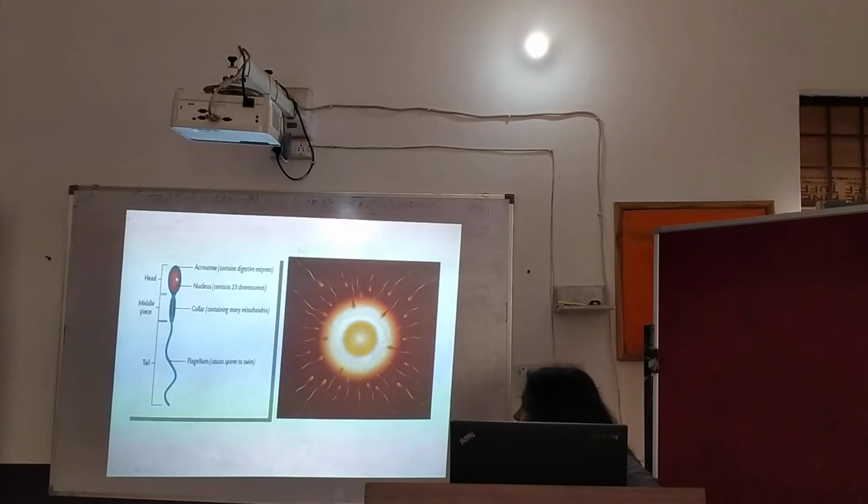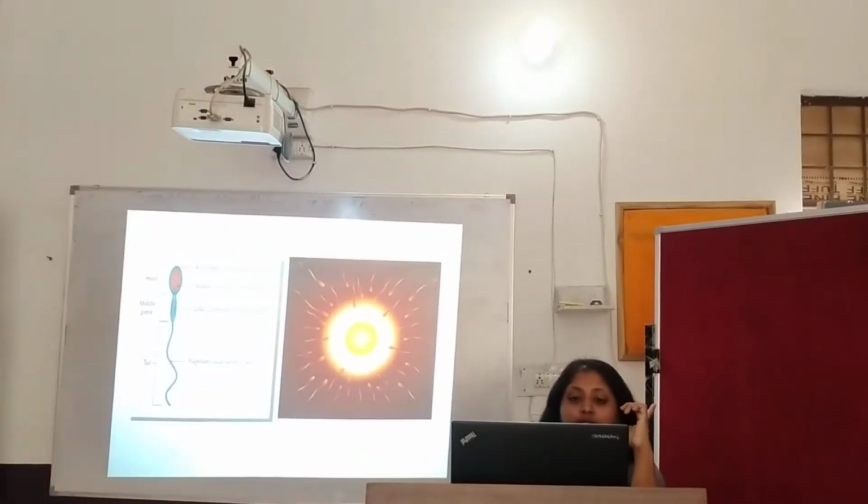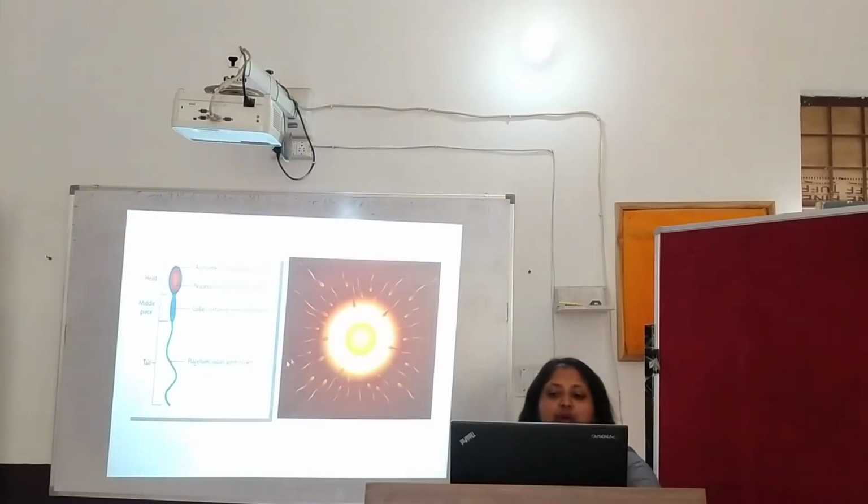In the head, we have what? There is a nucleus. It is a gamete which contains only 23 chromosomes, and an acrosome. The acrosome contains the digestive enzymes which help in dissolving the wall of the ovum, from where the entry can be made. This is the middle piece. The collar contains many mitochondria which provide energy for the sperm to swim, and this is the flagellum which causes the sperm to swim.